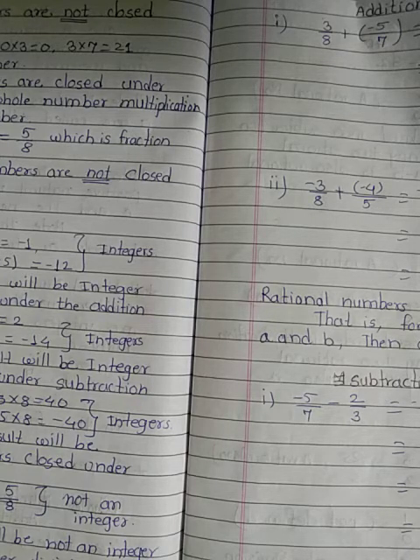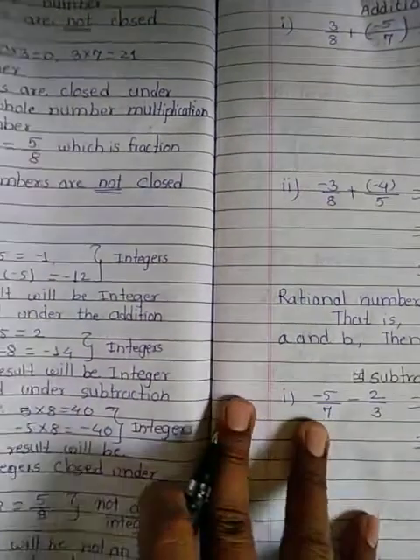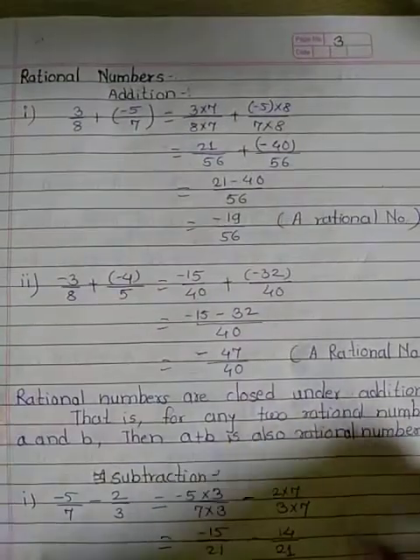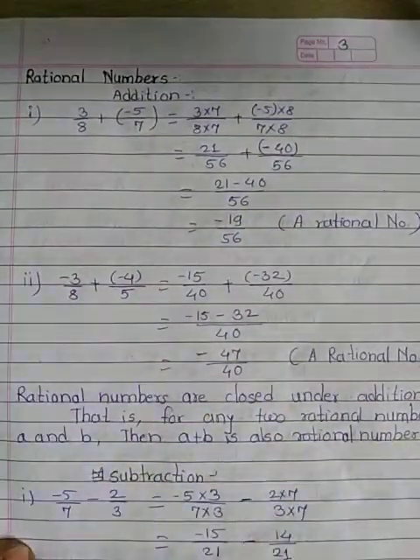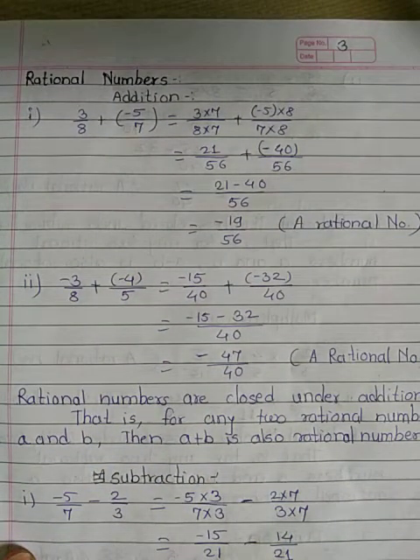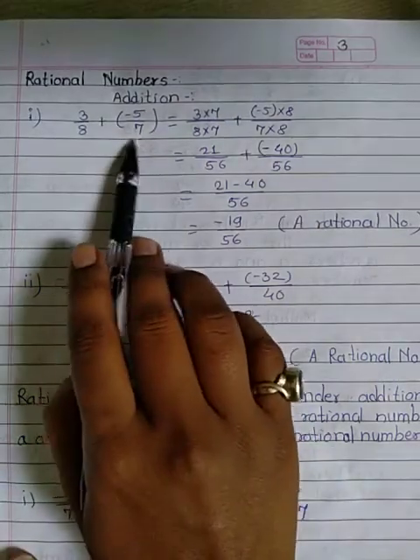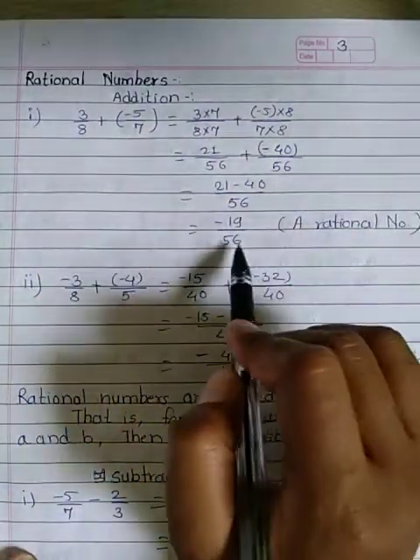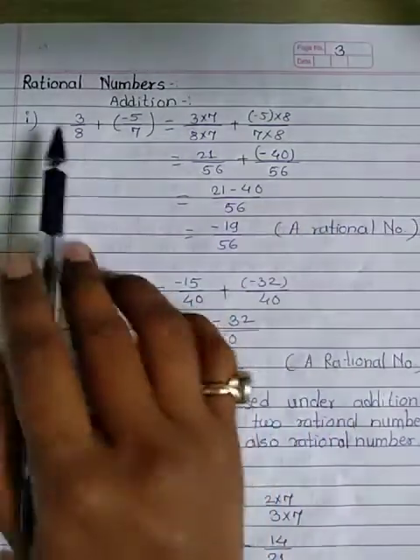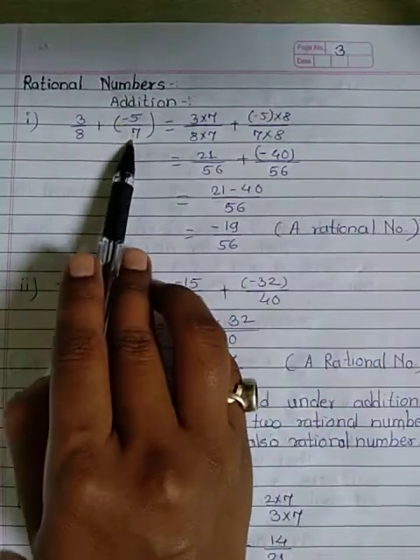Integers are closed under addition, subtraction and multiplication, not for division. Now we have to check the same thing for rational numbers. See here, rational numbers, addition: whenever we add two rational numbers, the answer will be a rational number itself. See, 3 by 8 minus 5 by 7.